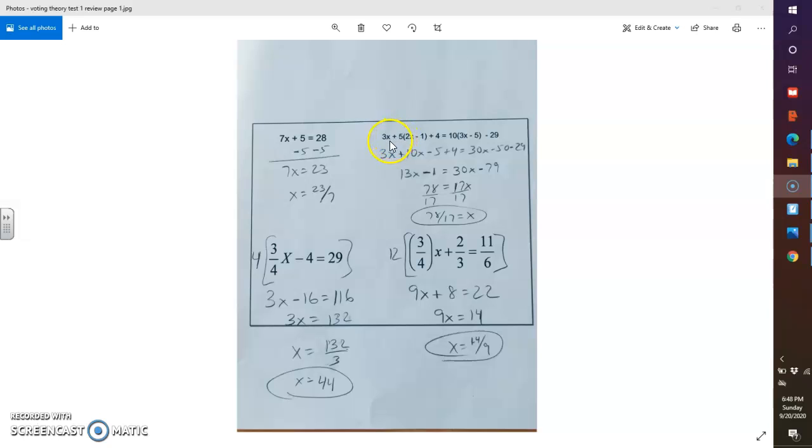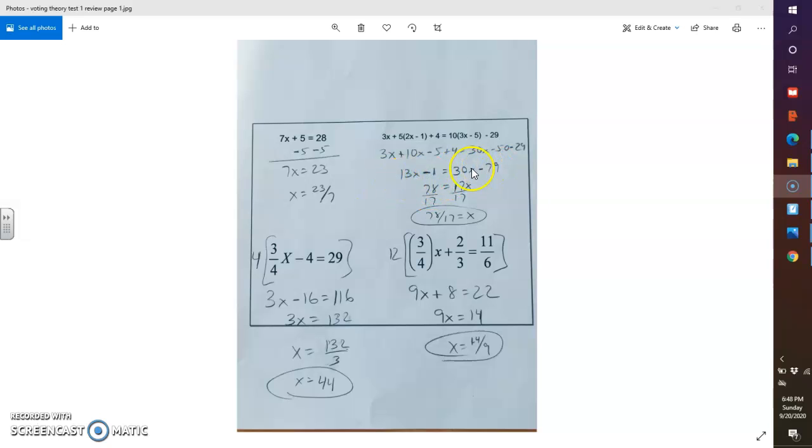The next one, we're going to do 3x plus, we need to distribute the 5. So plus 10x minus 5 plus 4 equals, and now we need to distribute here the 10 to both terms. 30x minus 50 minus 29. We need to combine our like terms. 13x minus 1 equals 30x minus 79.